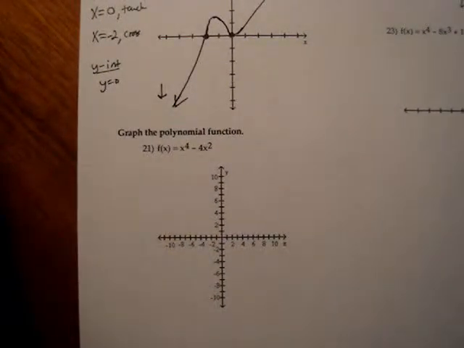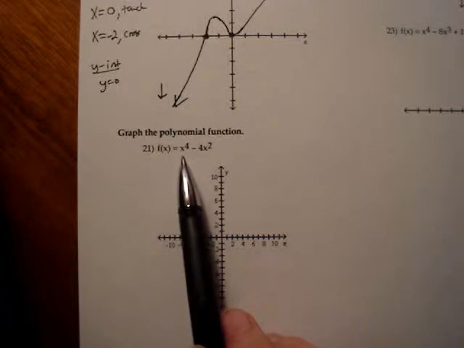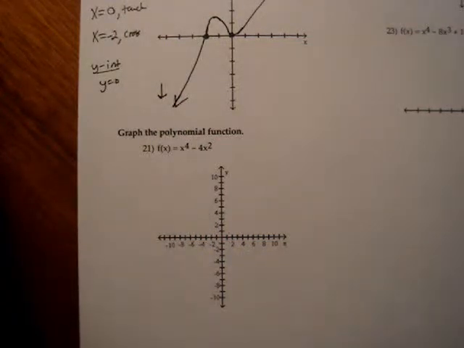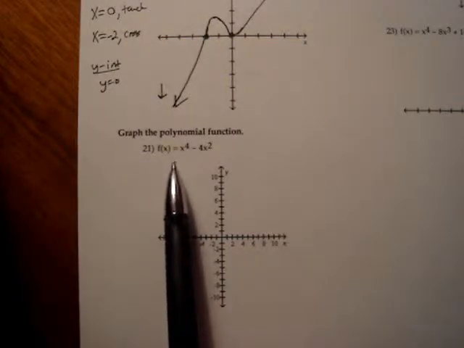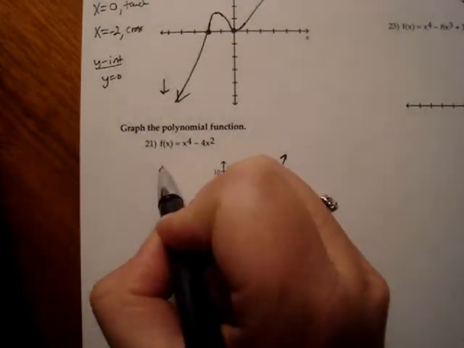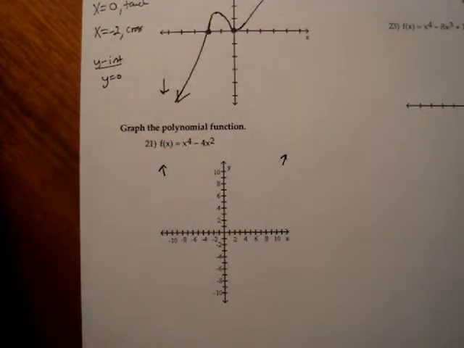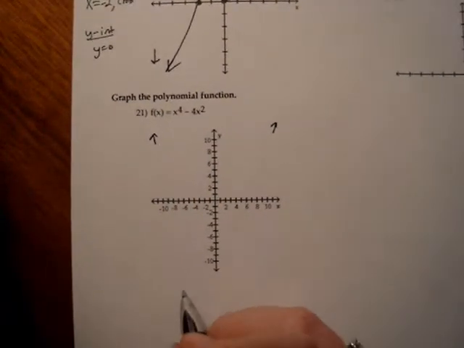Okay, let's try 21. Again, let's do end behavior first. This is a fourth degree polynomial. That is an even degree, and therefore the ends will go in the same direction. The leading coefficient is +1, so I know it's opening upwards. Both ends are going up. Now, they didn't factor this for me, but I think we can factor this. So let's do it down here.